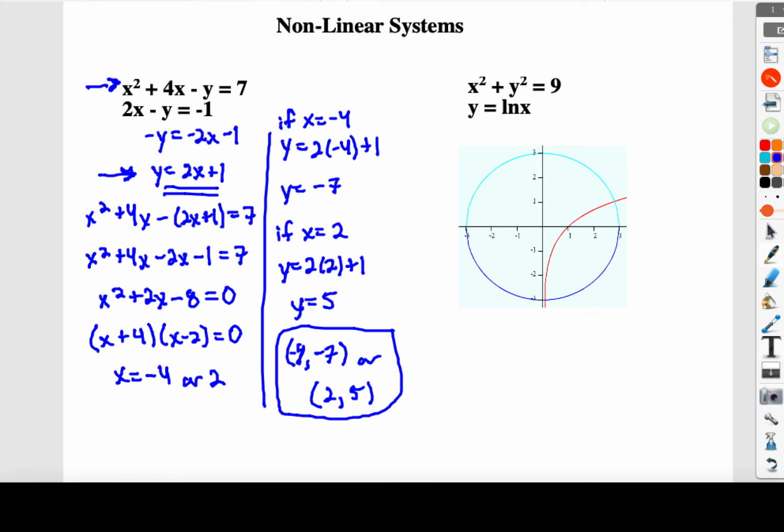Now, to get that to graph on our calculator, again, we're going to have to solve for y. So I would say y squared equals 9 minus x squared. And then we would have to take a square root.